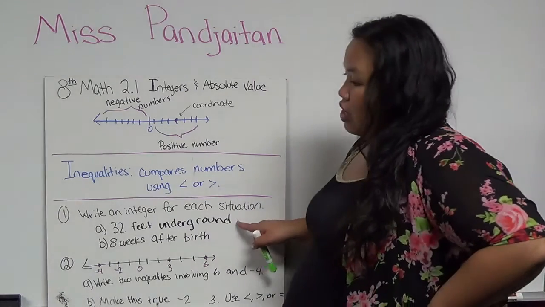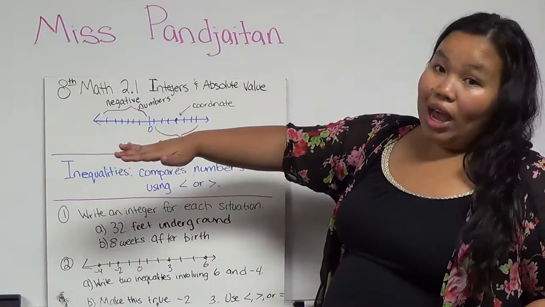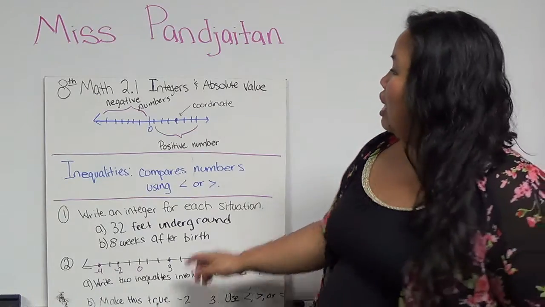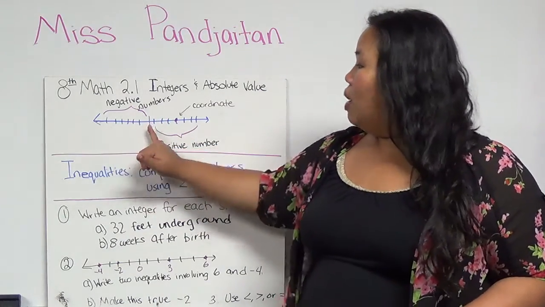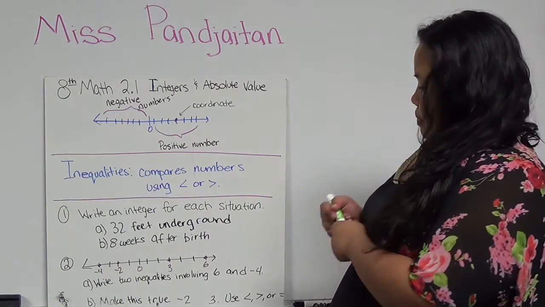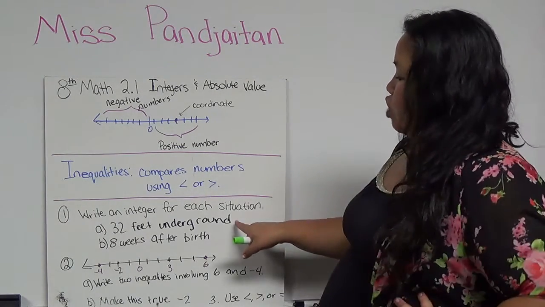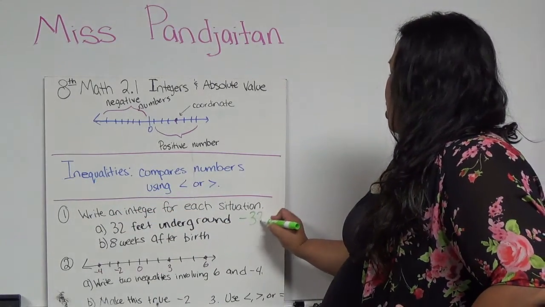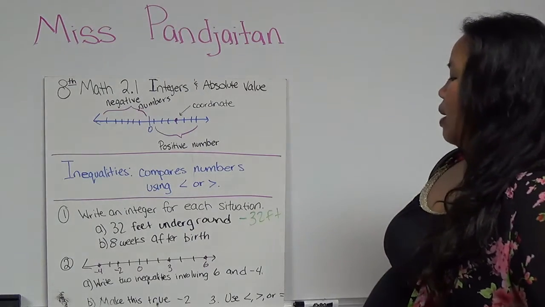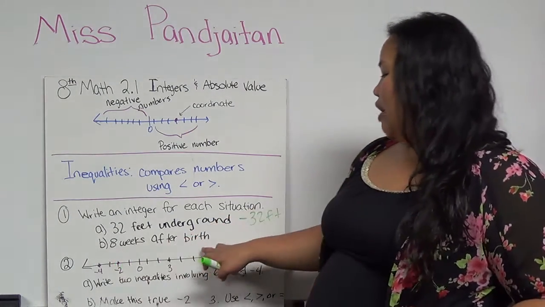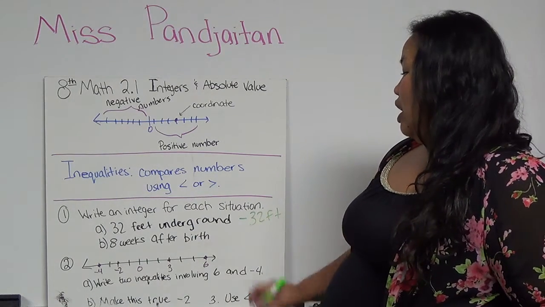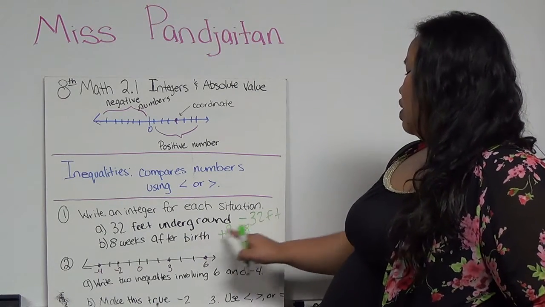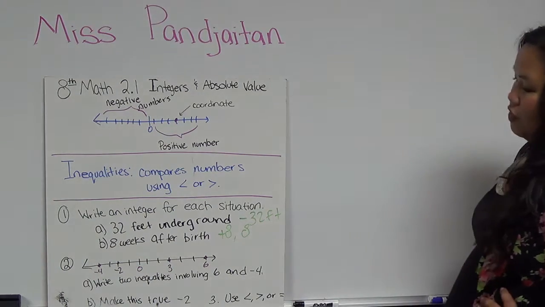Now, if you consider ground level as 0, anything above it would be positive, anything below it would be negative. So negative numbers are below 0, positive numbers are above 0. If 0 is represented by ground level, then 32 feet underground will be represented as negative 32 feet. Okay? When we deal with 8 weeks after birth, we can say that it's positive 8 weeks, or we can just represent it with 8. It could be this or this. Both represent the positive value.